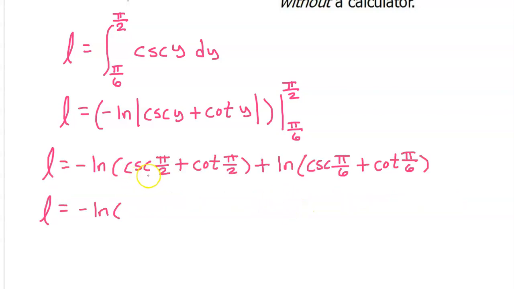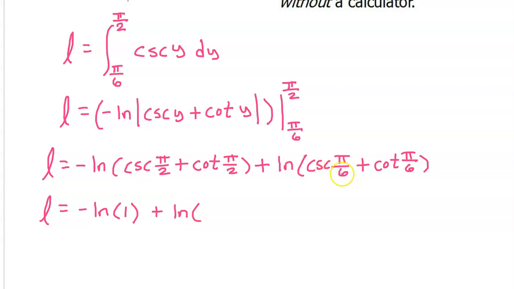Cosecant is the reciprocal of sine. The sine of pi over 2 is 1, so the cosecant is the reciprocal of 1, which is also 1. Cotangent is cosine over sine. Cosine of pi over 2 is 0, and sine of pi over 2 is 1. 0 over 1 is 0, which we didn't really need to write down.